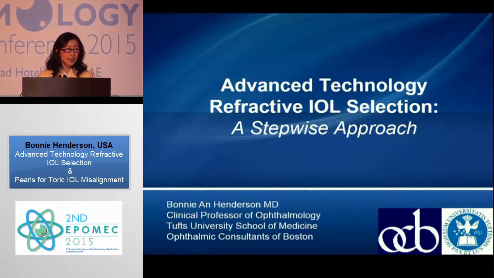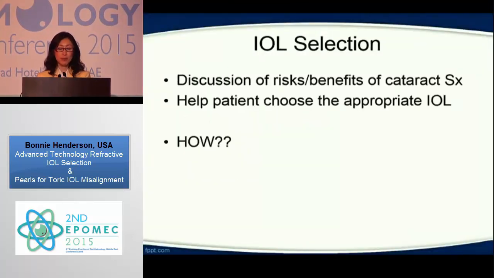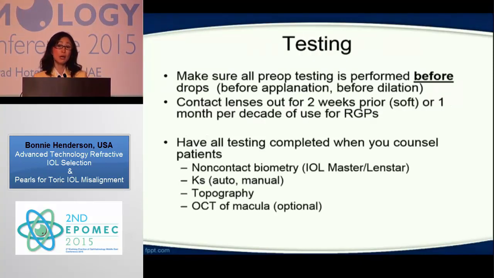So I think that we've talked a lot about refractive surgery and choosing the IOL. How do you choose the patient and the IOL, and how do you put it together? A couple of really basic points, and those who do a lot of refractive surgery already know this, but for those who do not do a lot of corneal refractive surgery, just remember that all the testing has to be done before the drop. So before the pressure is tested, before the dilation, and if they're a contact lens wearer, I always take out the soft contact lenses 2 weeks prior to the test. And if they're a rigid gas permeable lens wearer, I take them out a month per decade of use, so quite a long time.